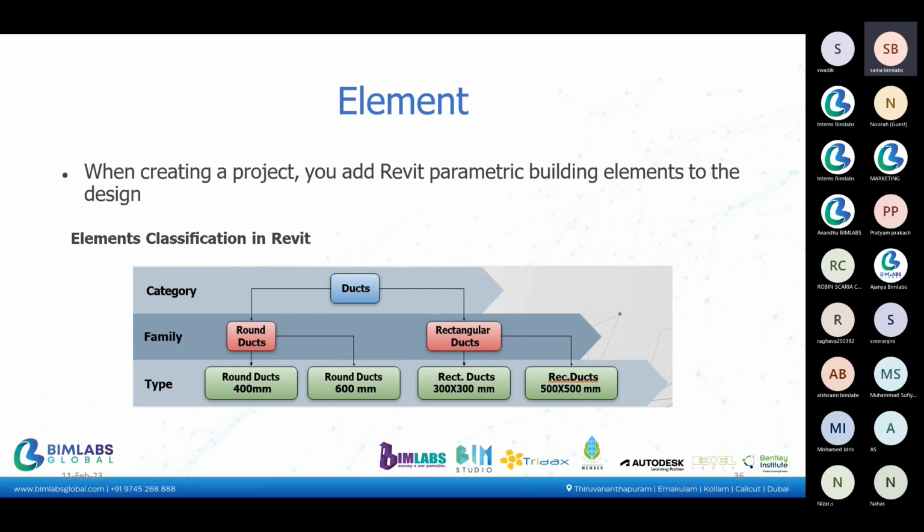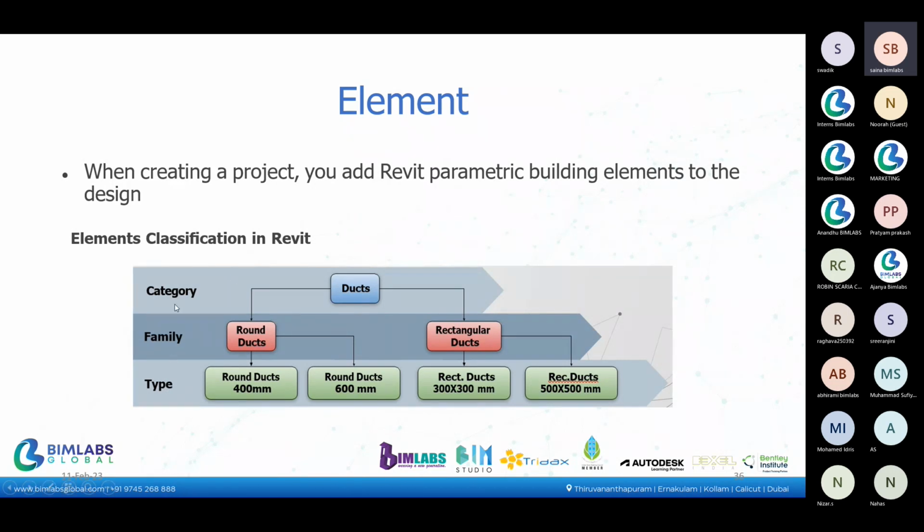Next one is element. In order to complete our building model, we must add parametric building elements to the design. For example, in order to complete our building model, we must add wall, door, window, etc. So that is called the elements, and the elements are classified into category, family, and type.